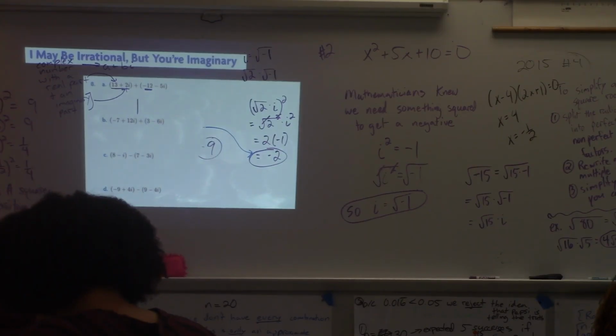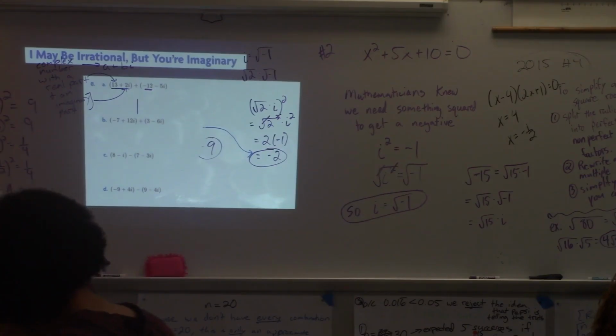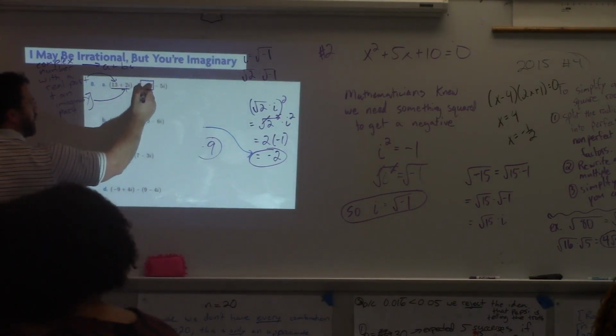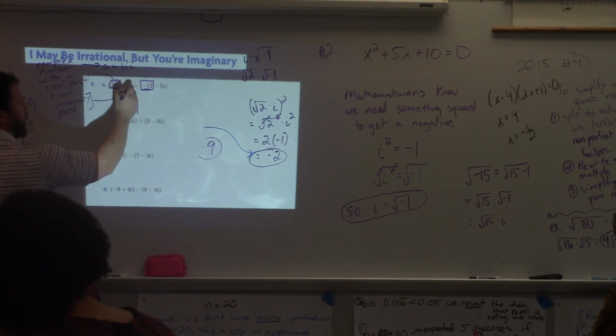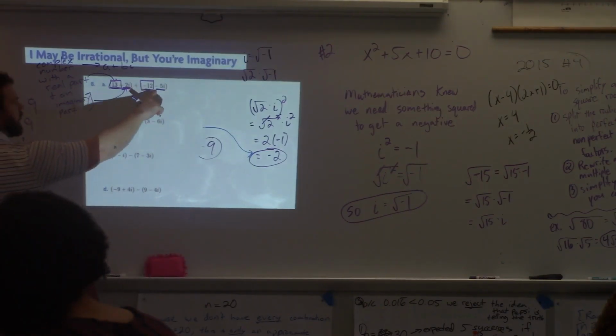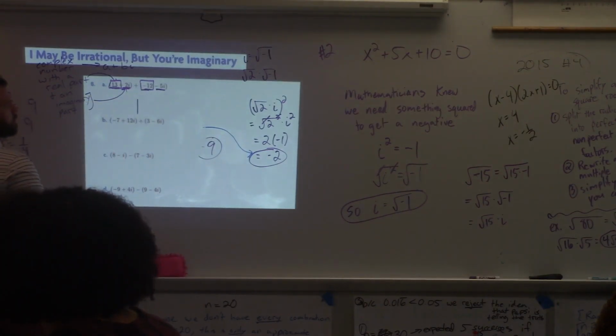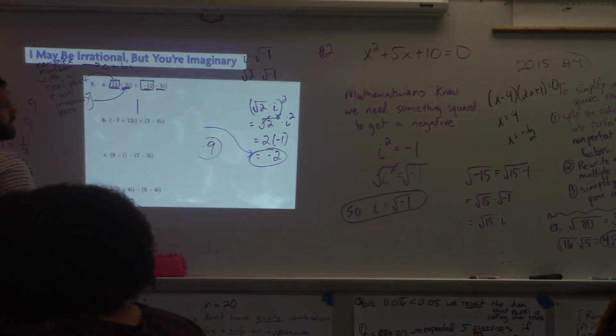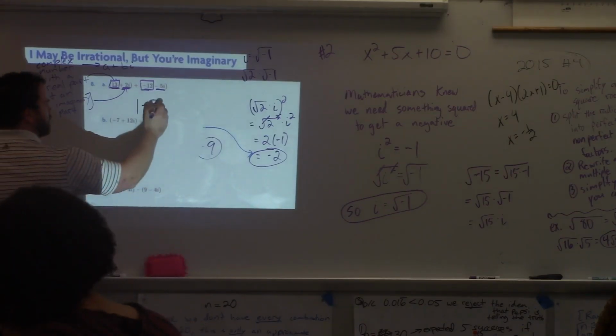Hey guys, adding and subtracting complex numbers. Again, complex just means there's a real part and an imaginary part. You put the reals with the reals and the imaginary with the imaginary. So what's 2i plus negative 5i? Positive 2i minus 5i. That's negative 3i.